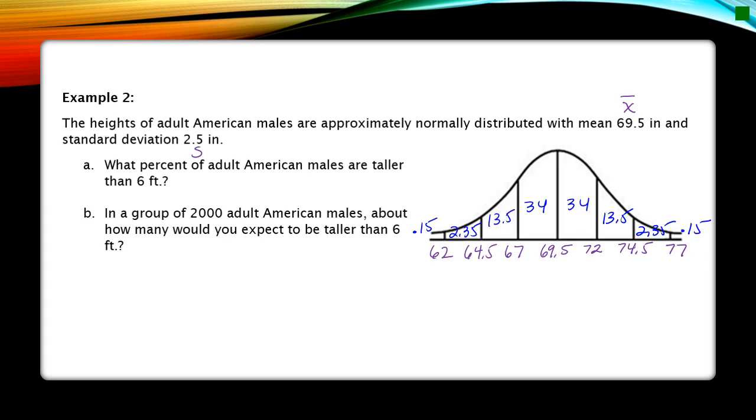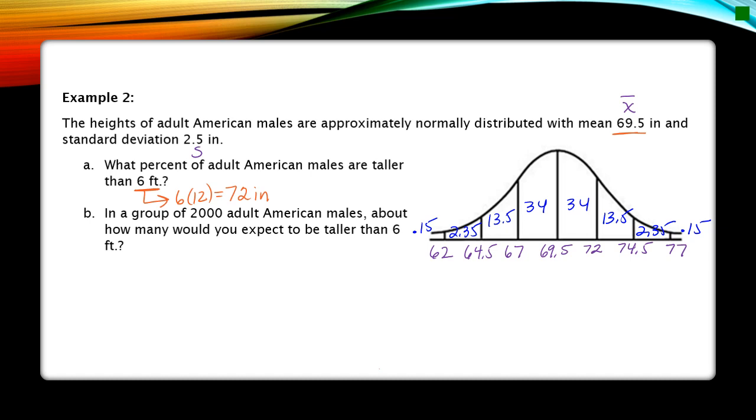First question, what percent of adult American males are taller than 6 feet? So 6 feet, first of all, this is kind of tricky. If you notice, this gives us information in feet, and the mean and all of our numbers along the bottom axis of our normal curve are in inches. So the first thing I want to do is figure out how many inches 6 feet translates into. So 6 feet, if I multiply that by 12, 6 times 12 is 72. So this question is really asking what percent of adult American males are taller than 72 inches.